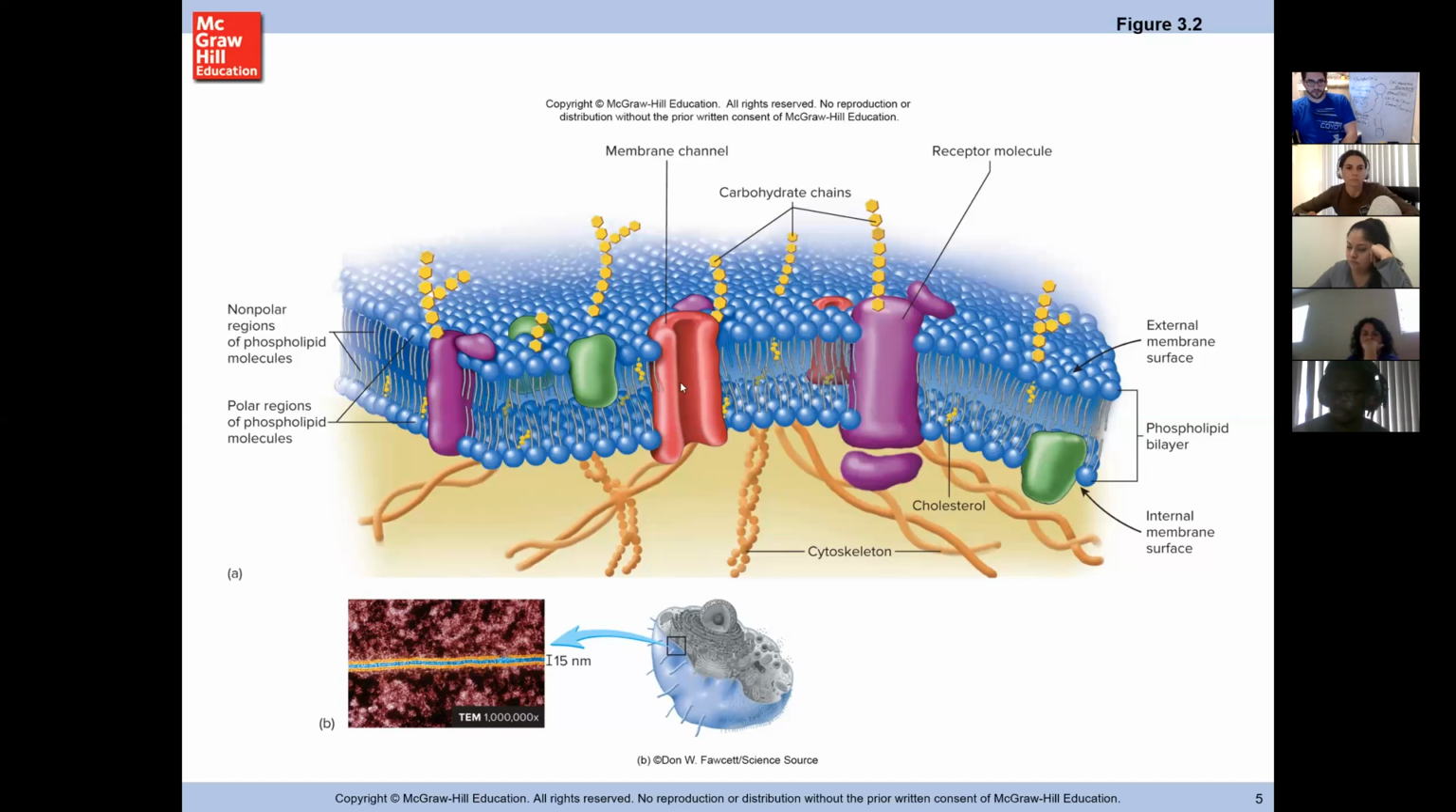So for example, this red protein here is a membrane channel. It is just a tunnel that molecules can pass through willy-nilly whenever they want to. And the way that that is controlled is through concentration gradients.